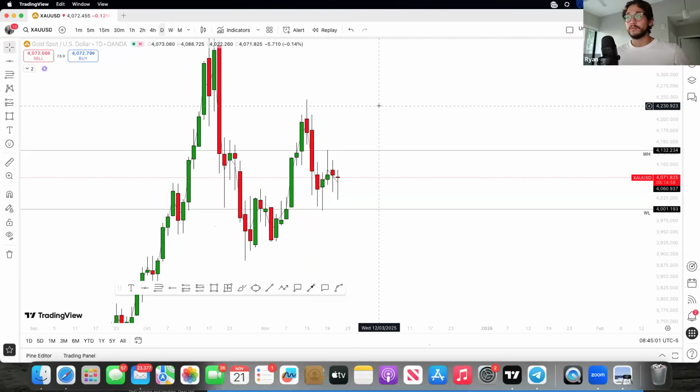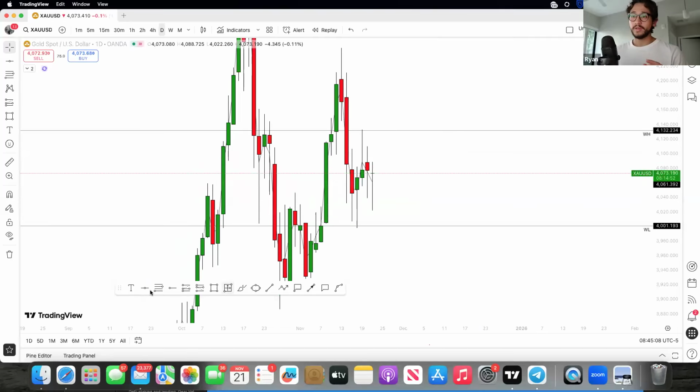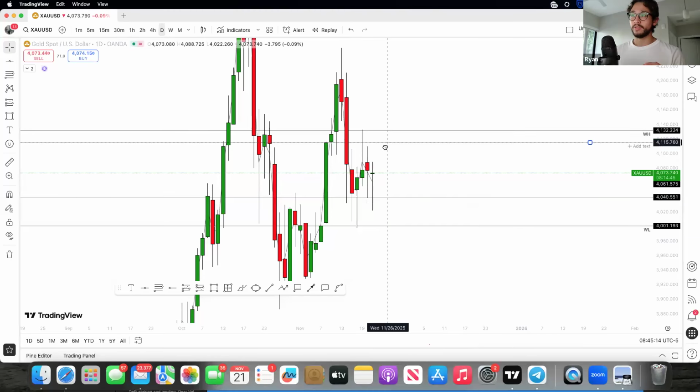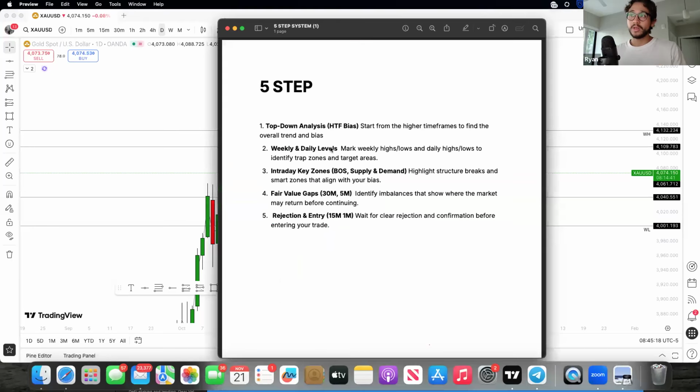On the daily time frame, you're going to do the exact same thing, marking the highs and the lows, but from the previous daily candles. So in this case, we're going to mark up this daily lows, which is this one, this little wick here. And we're also going to do it above, which is going to be in this case. And remember, going back into the steps, you have to mark up the weekly and daily levels to identify the trap zones, which are the liquidity zones, and you can also use them as potential targets.